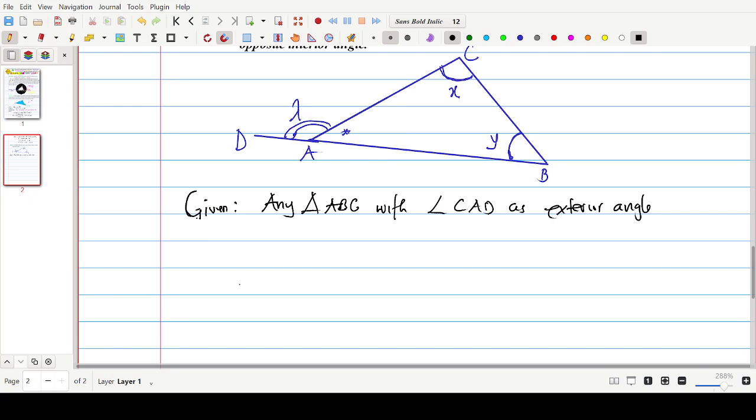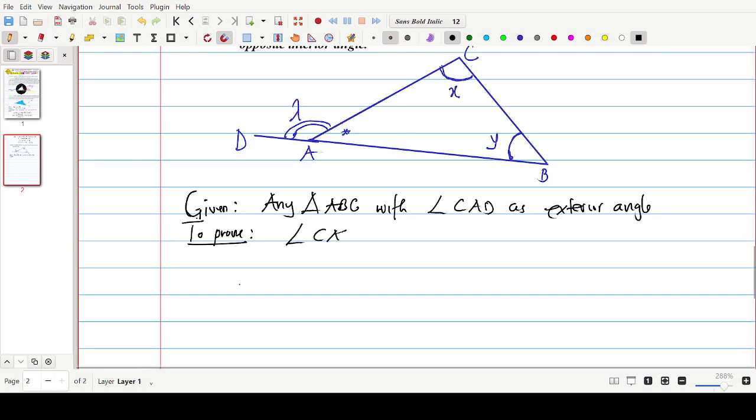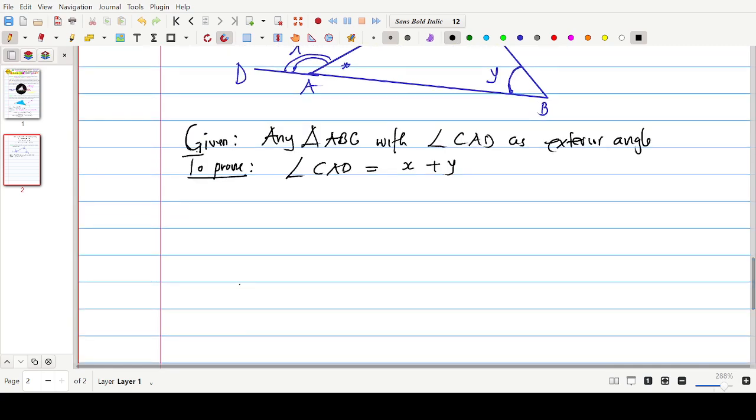Now the next thing is to prove. What are we to prove? That is, what is the conclusion of this particular theorem? Well, to prove that the exterior angle CAD is equal to the sum of the opposite interior angles. That is equal to angle X plus Y. All right, and the angle CAD is lambda. I want to prove that. Can you see that? Now the next step is construction.